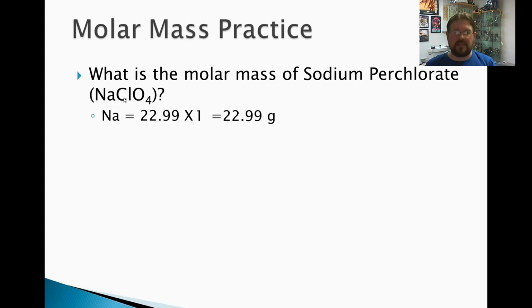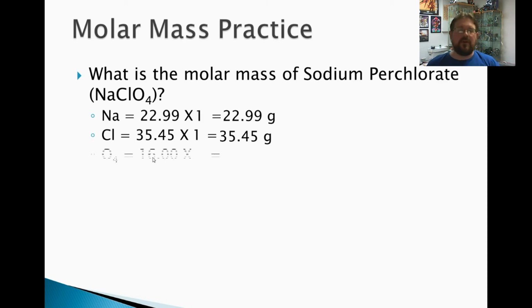Now let's move on to our next element, which is Cl. Okay, so we've got chlorine and the mass off the periodic table, which is 35.45. Again, go to chlorine on the periodic table and look at the atomic mass there. It is 35.45. How many chlorines are there in the formula? Well, there's nothing directly next to the chlorine, so it's just 1. 35.45 times 1 is 35.45 grams. That's our molar mass from chlorine for that substance.